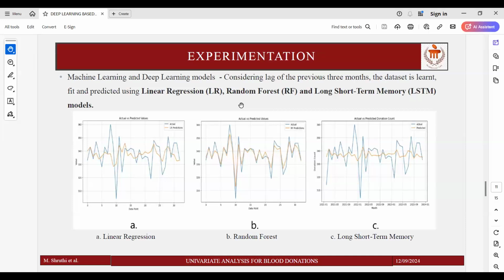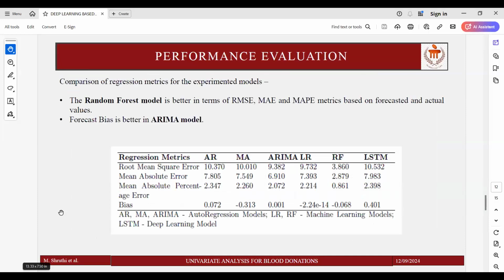The data set was trained, fit, and predicted using linear regression, random forest, and long short-term memory. A linear regression only captures a linear relationship, whereas a random forest also captures the nonlinear relationship within the patterns that are present. So we can see that random forest is almost useful in predicting the entire pattern present in the data. And we also have long short-term memory, which is a neural network, considered over here.